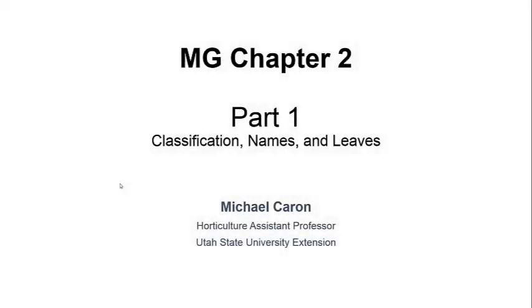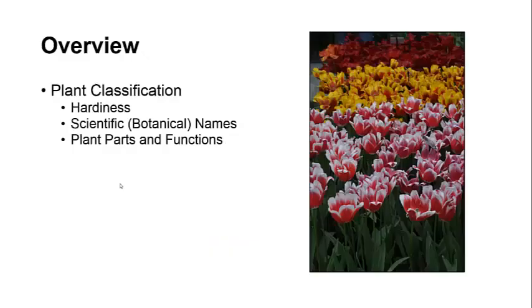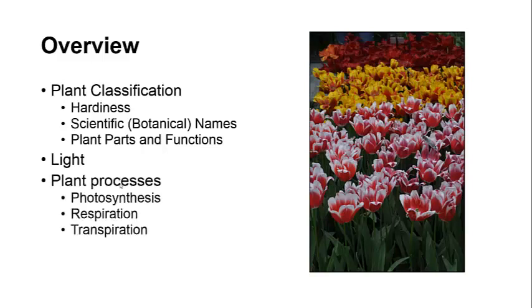So this video focuses on Chapter 2, Part 1, which is dealing with classification of plants, names, and also starting the anatomy of plants, talking about the leaves. So the overview of this whole chapter is based on plant classification, light, and the three major plant processes, those of photosynthesis, respiration, and transpiration.